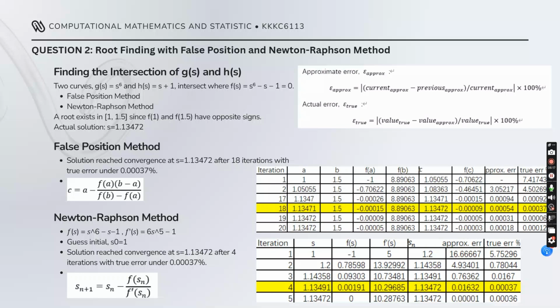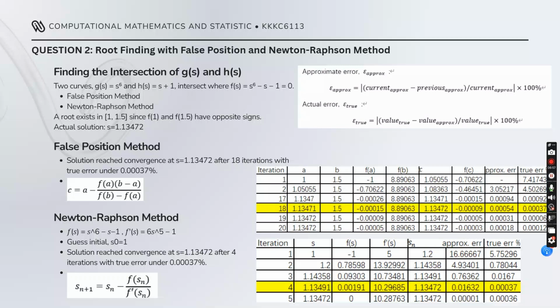Now I will introduce the second method used to solve the same question, which is the Newton-Raphson method. Unlike the false position method, the Newton-Raphson method uses both the function and its derivative to estimate the next approximation. In this case, the function is f of x equals x to the power of 6 minus x minus 1, and its derivative is 6 x to the power of 5 minus 1. The initial guess was chosen as x equals 1. For each iteration, the current estimate was substituted into the Newton-Raphson formula to obtain the next approximation.